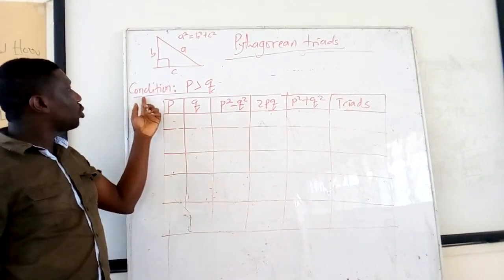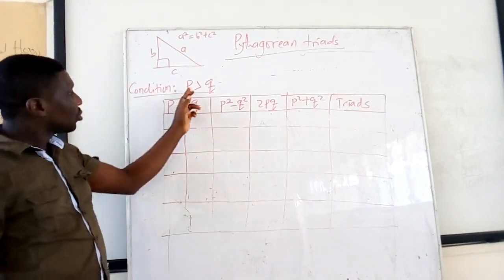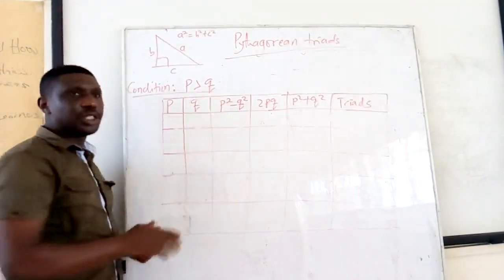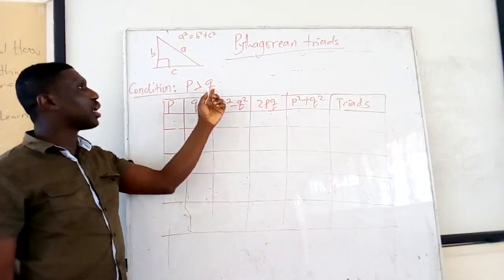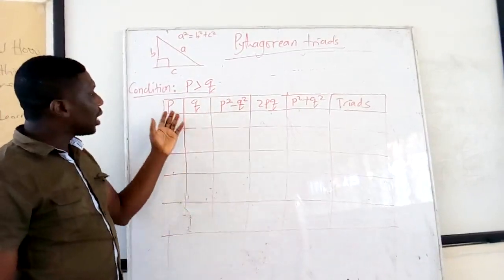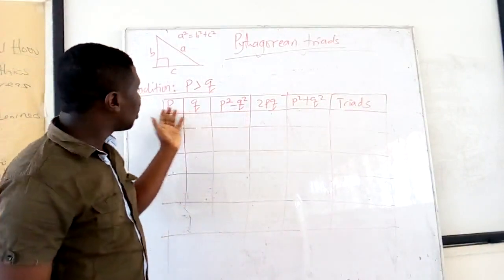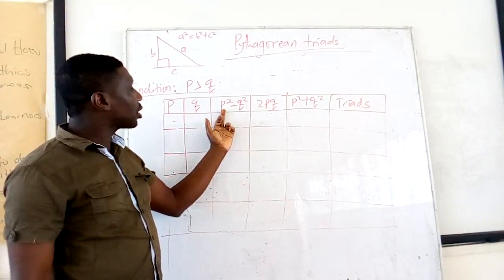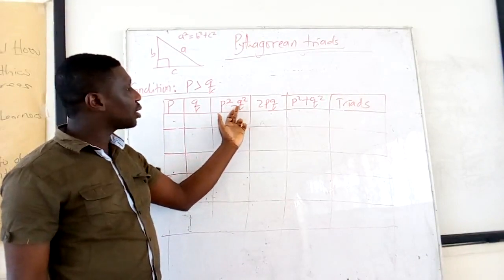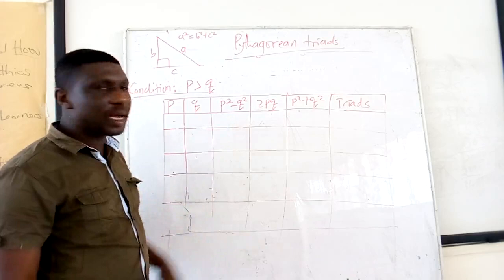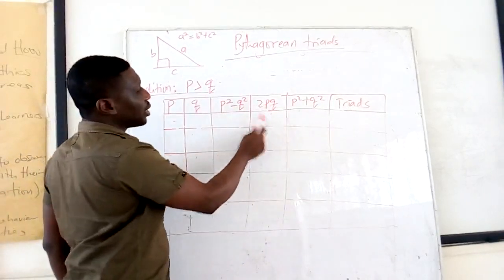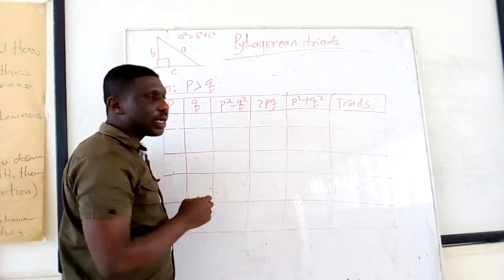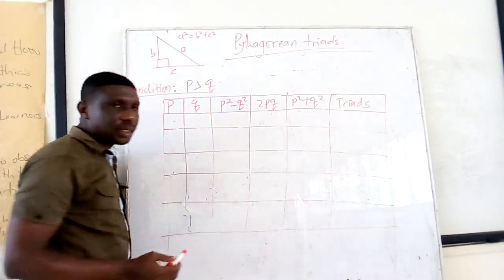So we would put a condition that we want to choose two numbers, let's say P and Q, but the condition is that P should be greater than Q. And then we put them into this. I'll choose a P and a Q, and then plug them into P squared minus Q squared, get a value. That's one of the triads. 2PQ gets another triad. P squared plus Q squared gets another triad, and then write all the three sets there.